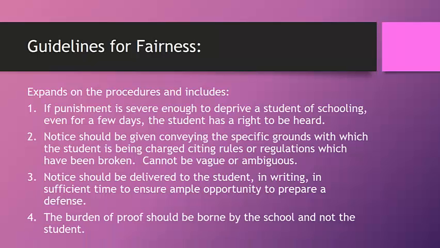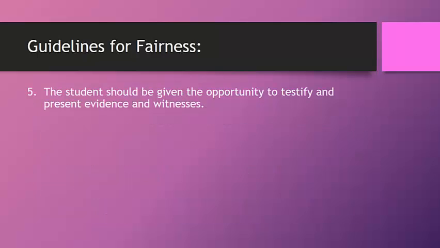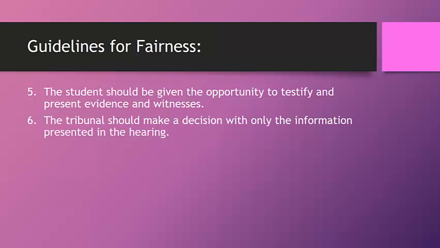Number 4, the burden of proof is on the school, not the student. Number 5, the student should be given an opportunity to testify and present evidence and witnesses. Number 6, the tribunal, again, most likely the principal, should make a decision with only the information presented in the hearing. So here you have to kind of play Judge Judy and really get in there because you're basing your decision on the evidence you have in front of you.